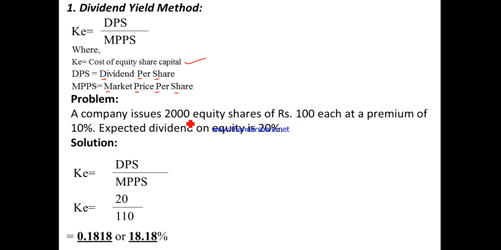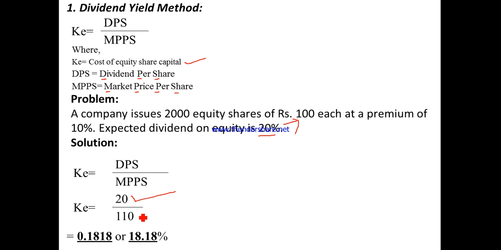A company issues 2000 equity shares of rupees 100 each at a premium of 10%. Expected dividend on equity is 20%. Here DPS, that is dividend per share, is 20%, meaning 20% of 100 is 20. So the cost of equity equals, where DPS is 20 rupees, that is 20% on this 100 rupees.